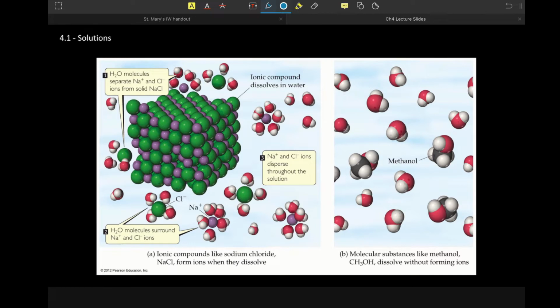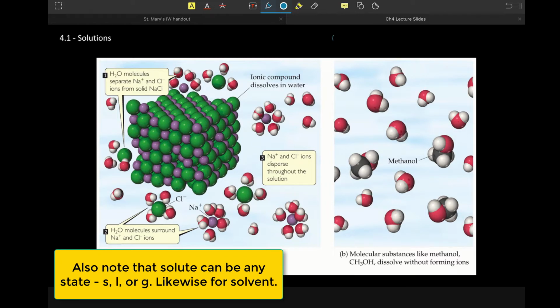All right, so first of all, solutions, right? What is a solution? We have a solute and a solvent. Based on the title of this chapter, aqueous reactions, the vast majority of the time for our scenarios, the solvent is going to be, ding, ding, ding, water, right? So don't forget water, right?